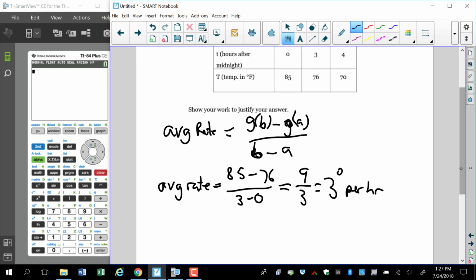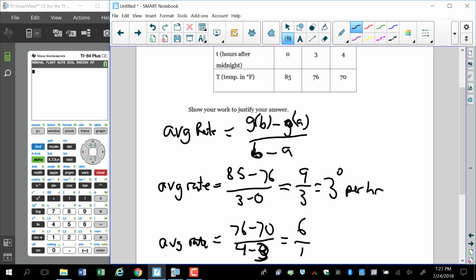If we want to do the average rate between 3 and 4, it would be 76 minus 70. It drops 6 degrees, but it did that in only 1 hour, or in this case, 4 minus 3. So the question is, in which section, between midnight and 3 or between 3 and 4, did the average rate decrease the most? And your answer is between 3 and 4.